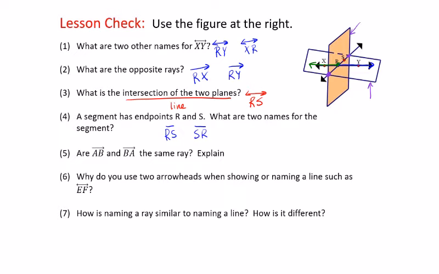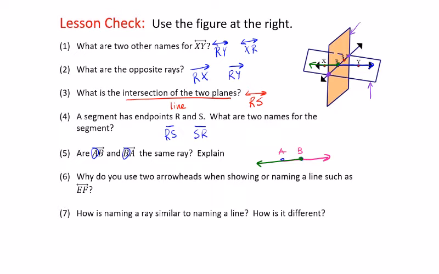All right. Number five, are ray AB and ray BA the same ray? The answer is no, because first of all, they have different endpoints. If they have different endpoints, they can't be the same. We don't have a picture for that one, but if we have points A and B, ray AB would go this way, and ray BA would go this way.